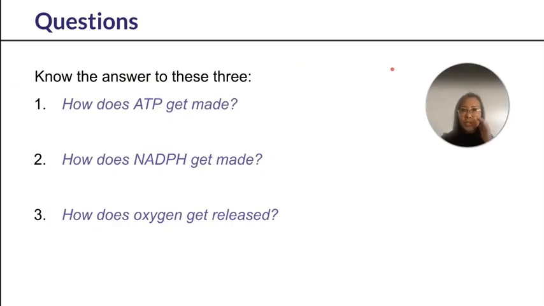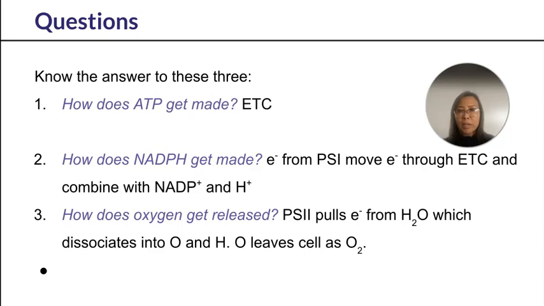Let's revisit these 3 questions that we had asked in the beginning of the section. I'm hoping that as we walked through this section of the lecture, you were able to answer these 3 questions: where does ATP get made, where does NADPH get made, and how is oxygen released? When does oxygen get released, and where does the oxygen even come from? So here are my answers. Check them and see whether or not they match with yours.